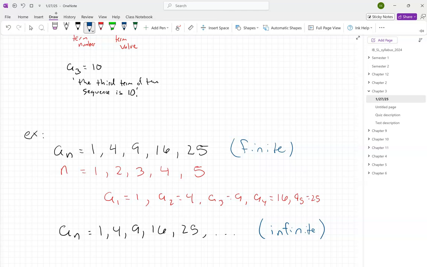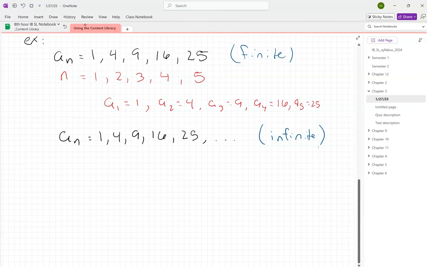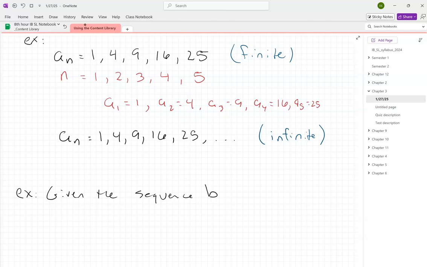What do you think? So far, so good? Easy peasy, right? All we've done is some vocab and talked about some names of stuff and symbols, no big deal. So for example, you might be asked: given the sequence b sub n equals 2 minus 1 over n, write the first 5 terms and the 50th term.